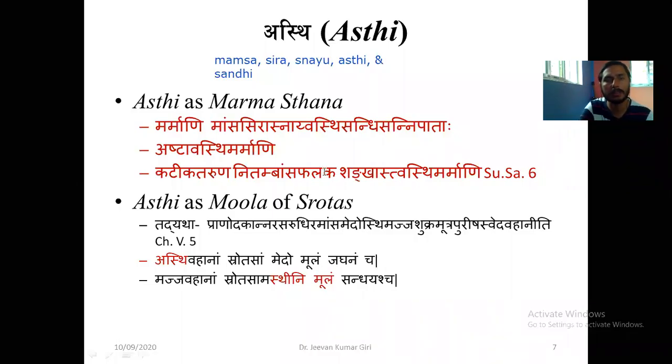Just remember this thing. Katika Taruna, Nitamba, Amsa Falaka, Sankha. So they are the 8 Asthi Marma. All are 2 in number, right and left. Okay. Are you getting?